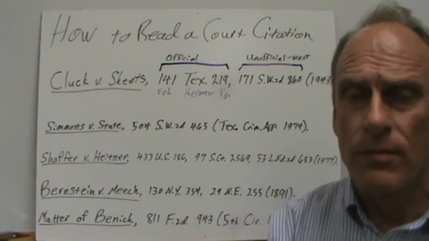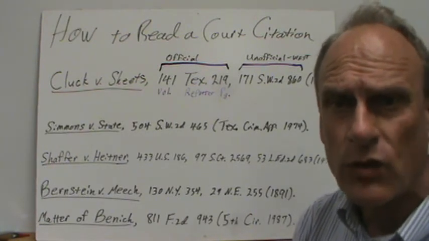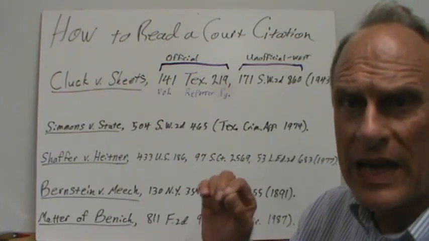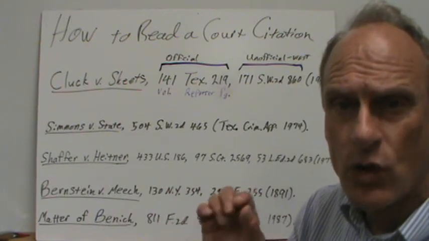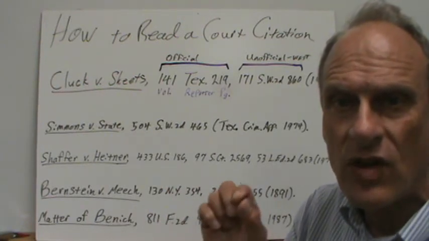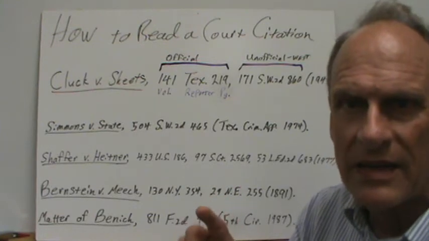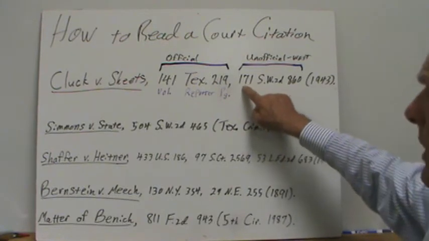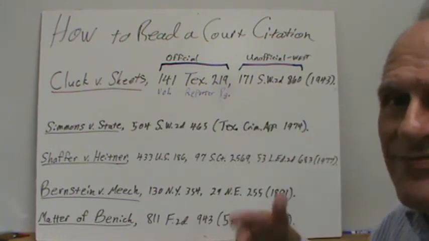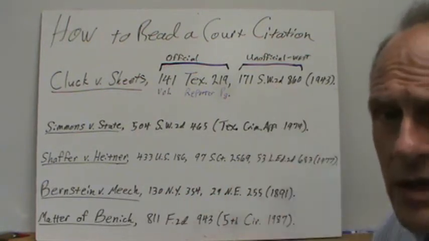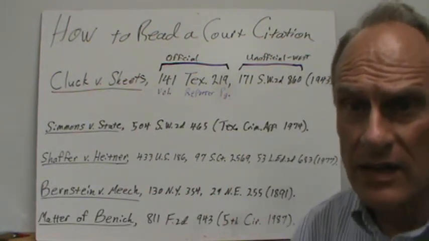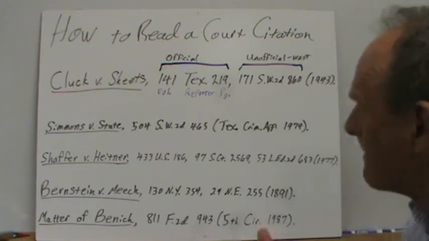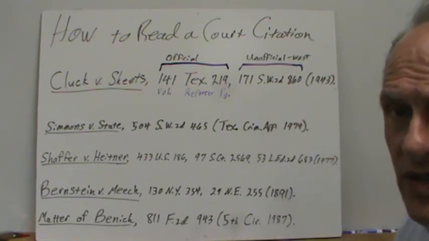And that is no longer published. It was published, I think, up until about 1923. That's trivia you don't have to worry about. But it is the official reporter for decisions from the Texas Supreme Court. No other court is going to be in the Texas Reports. And then you'll see another citation, 171 SW2d, Southwestern, second series. I'll get into that in a moment. But this is the Southwestern Reporter, second series, page 860.